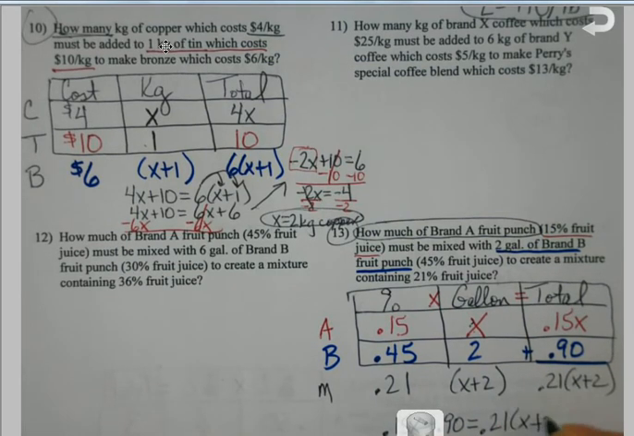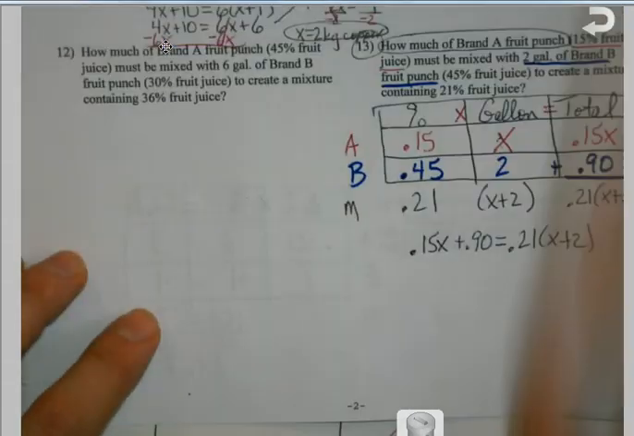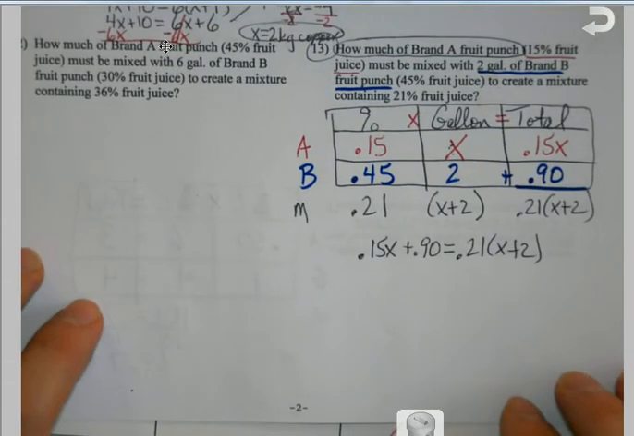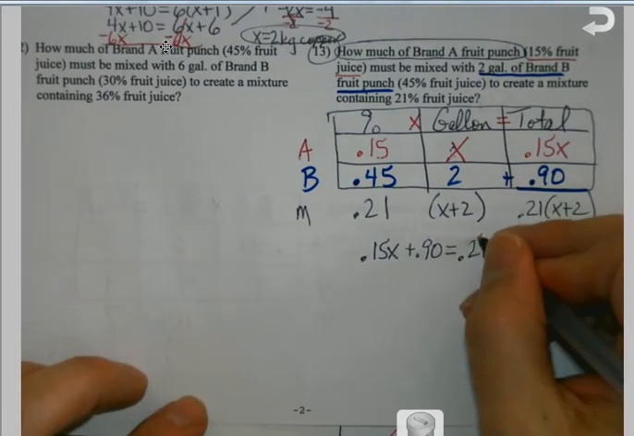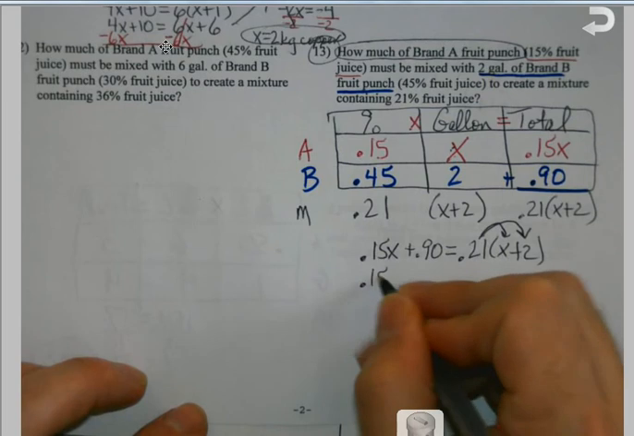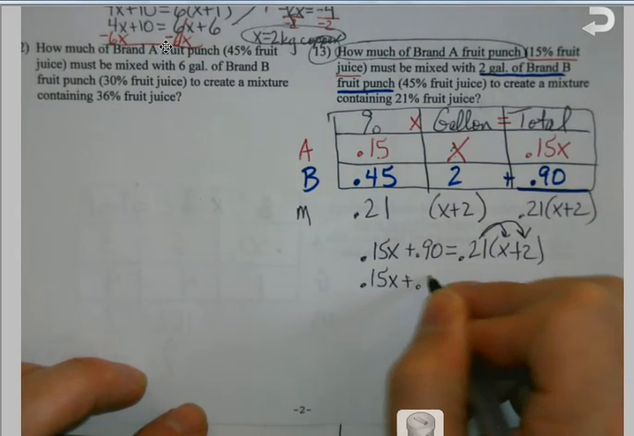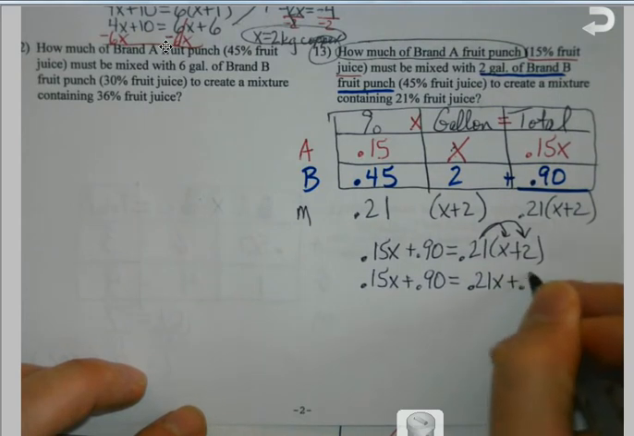But again, I just put the chart in and then I fill in all the numbers I can find, and whatever's left, that's what I'm going to be looking for. A little bit of distributing. So I'm going to multiply that 0.21 through.